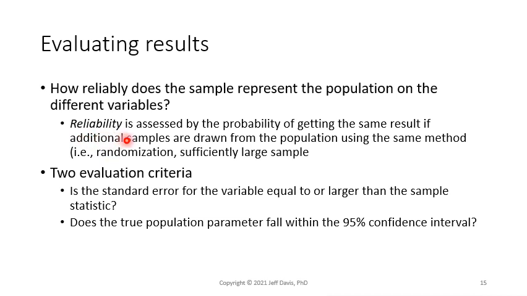Reliability is assessed by the probability of getting the same result if additional samples are drawn from the population using the same method. So if we went back and got sample after sample after sample using the same method of randomization and the same sample size, how likely is it that we would get this exact same result?